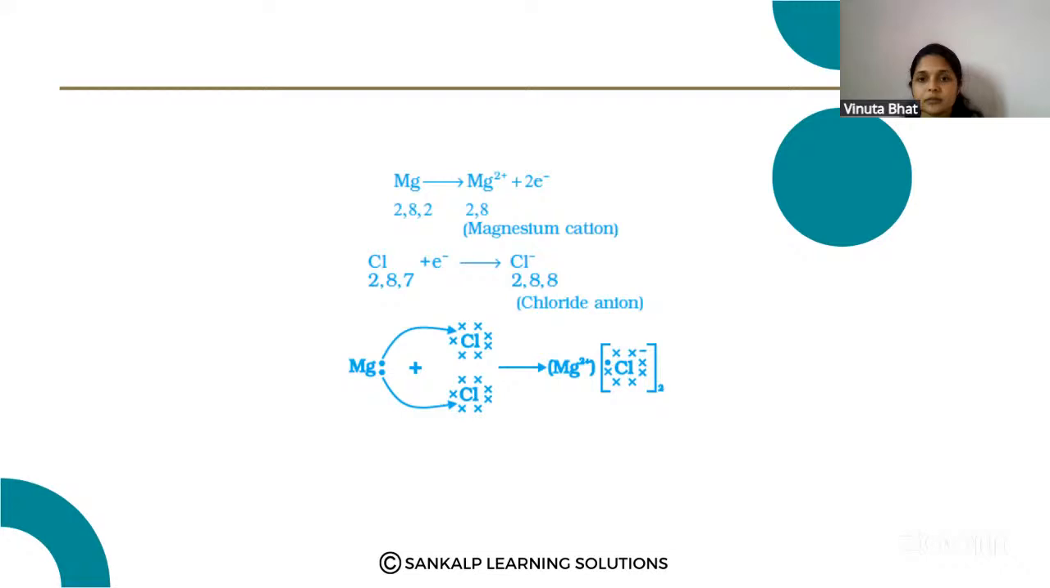One of the very important, repeatedly asked questions in the board exam: magnesium chloride and sodium chloride. The electron dot structures of magnesium chloride and sodium chloride are asked in different question papers. Please practice this.